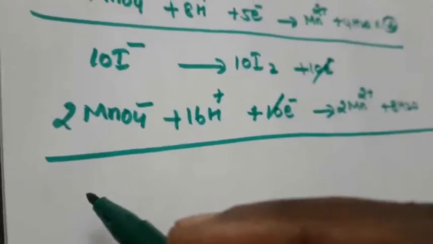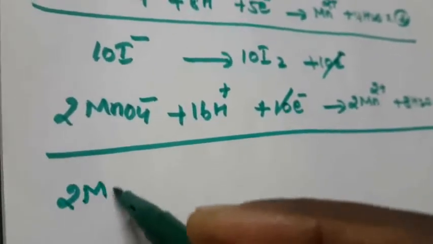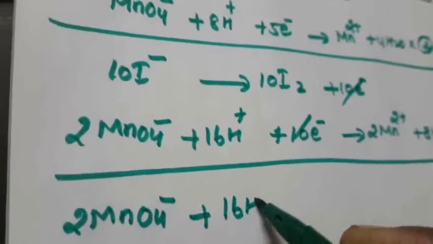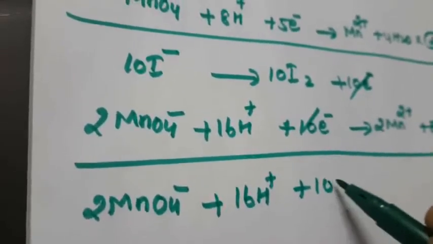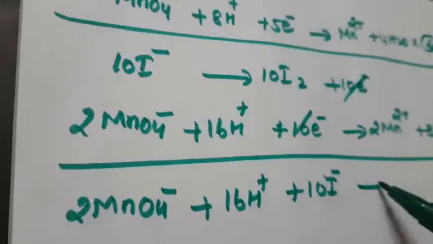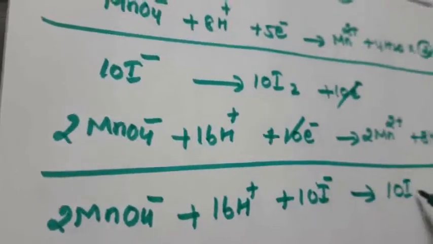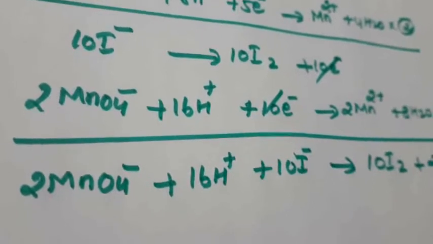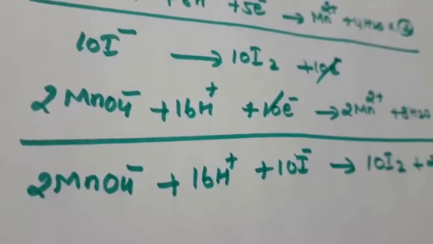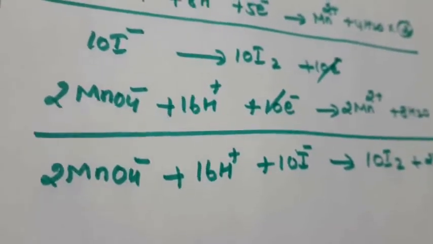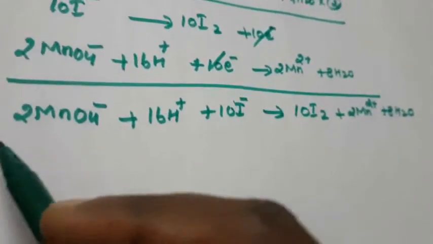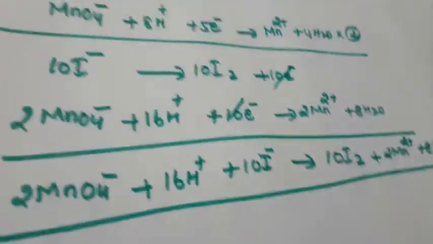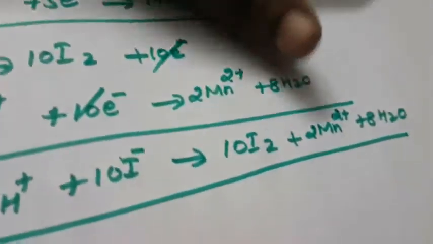So what is the final equation? 2 MnO4- + 16H+ + 10 I- gives 5 I2 + 2 Mn2+ + 8 H2O. Okay, so this is another equation, the second example. Next is the third example.